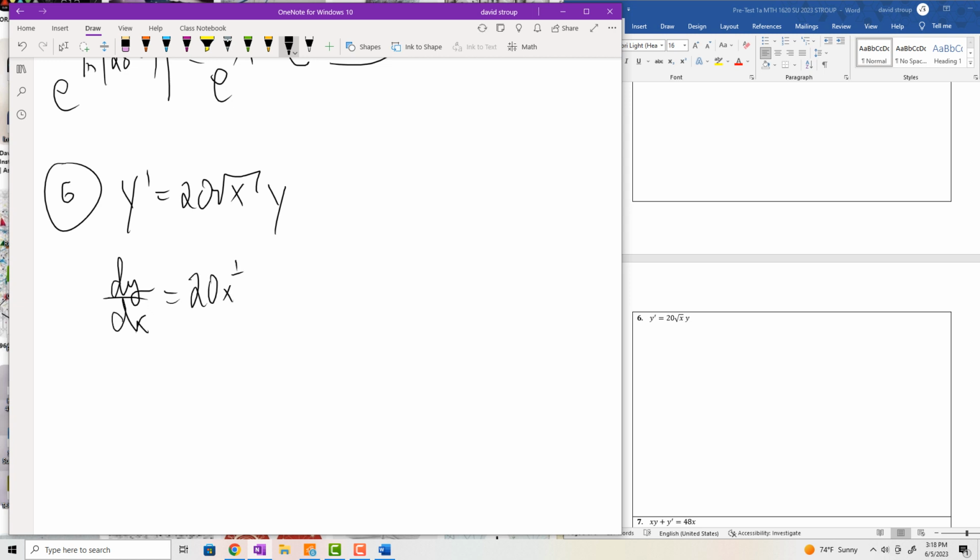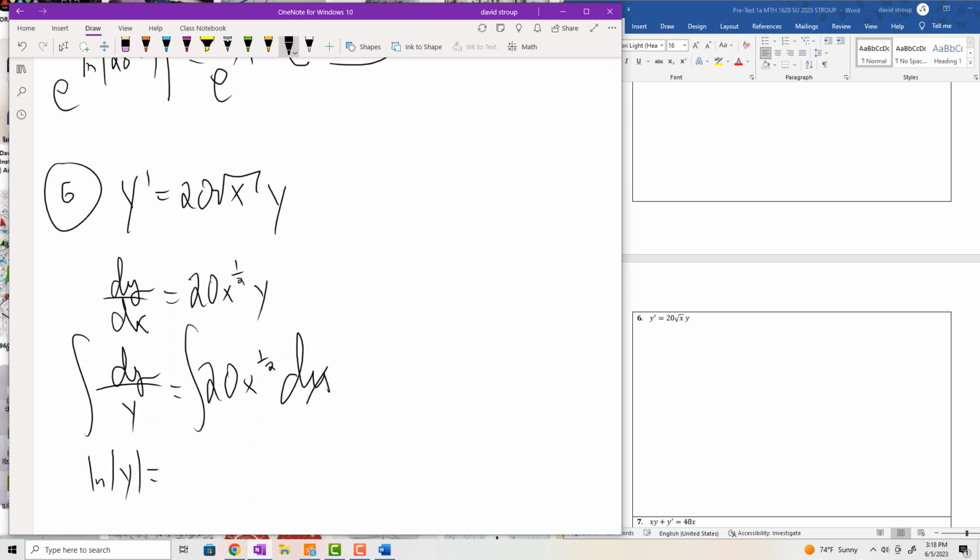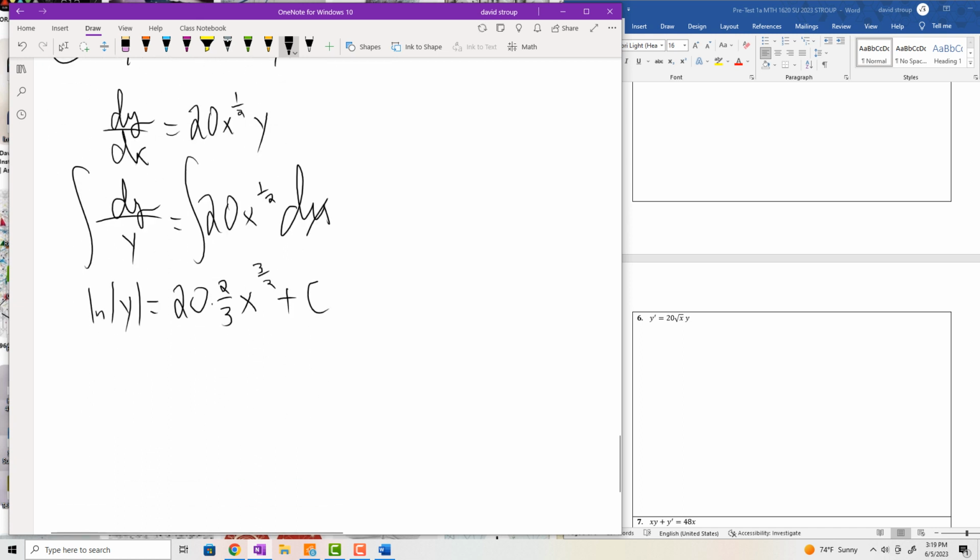And then 20x to the 1/2 y. Move everything around, so you get dy over y equals 20. Leave the constants on the right-hand side. Okay, that's a good rule of thumb to have as you do this type of work. Integrate both sides, ln absolute value of y. On the right-hand side, I have factor out the 20. Power rule on x to the 1/2 gives me x to the 3/2 times 2/3. And then that's where your constant is.